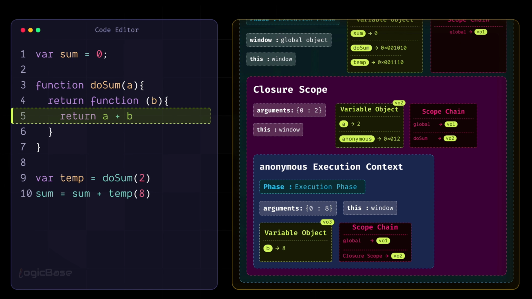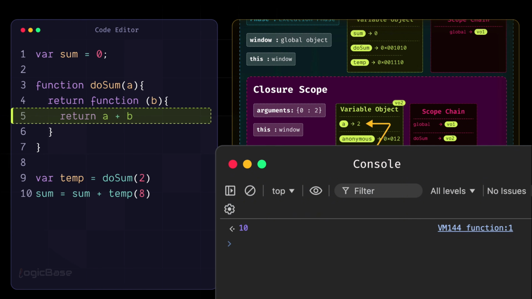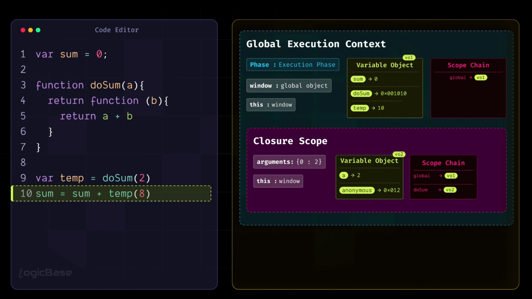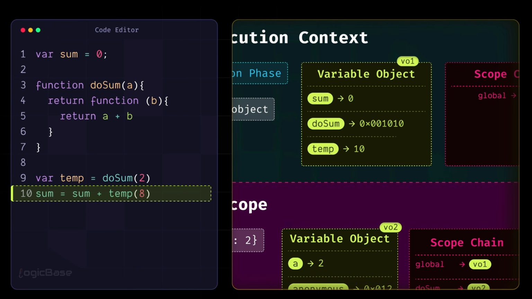Now, since a doesn't exist in the current scope, JavaScript follows the scope chain and looks into the outer scope, which is the closure scope. There it finds a = 2, performs the calculation, 2 + 8 = 10, and returns the result 10. At that point, the temp function's execution context completes its job and gets popped off from the stack. So, in the line sum = sum + temp(8), the value of sum was initially 0. That means it becomes sum = 0 + 10. Now, where did that 10 come from? It came from the temp function's execution context.